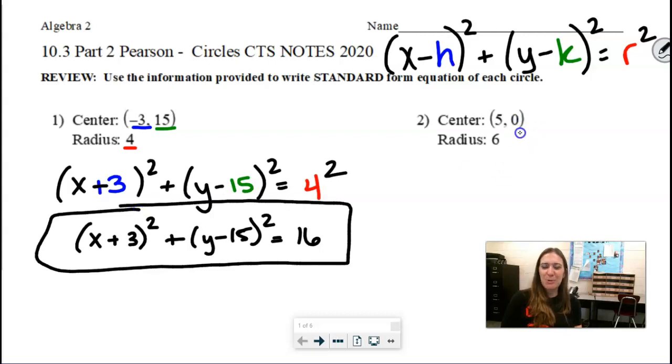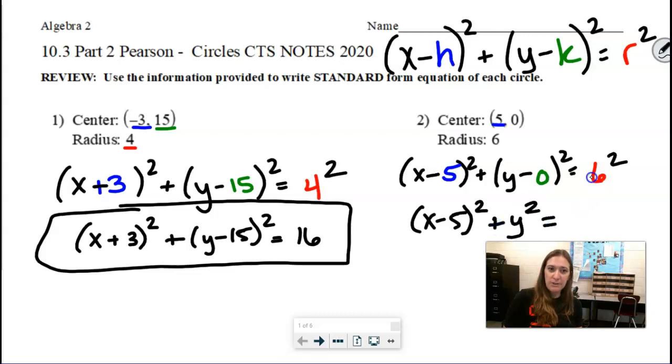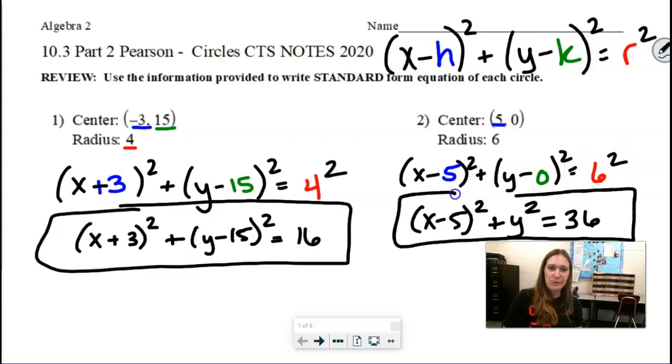The only thing that gets kind of weird is if one of your pieces of your circle is a 0, one of your pieces of the center. So again, into the formula. I'm going to write down the skeleton. It helps me. So h is a 5. k this time is a 0. And then r is a 6. So a couple of things I can do to make it prettier. x minus 5 squared is fine. Instead of writing y minus 0 squared, let's just write y squared. If you wrote y minus 0 squared, you're not wrong. It's just very weird. And then this is a 36 down here. So that should feel like a review. That's standard form of a circle.